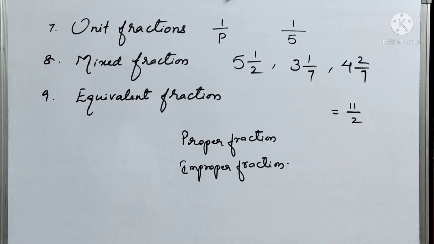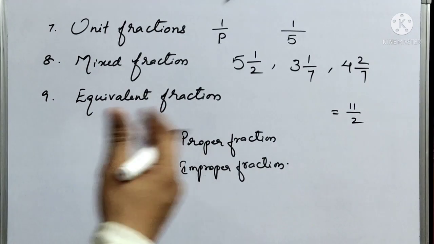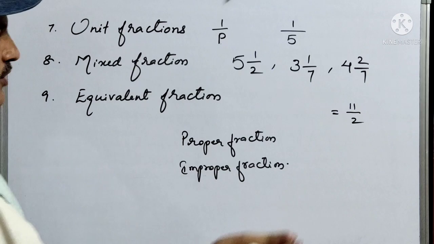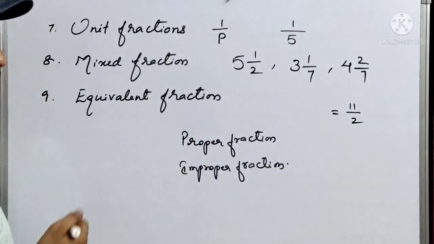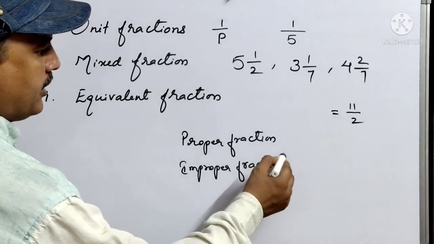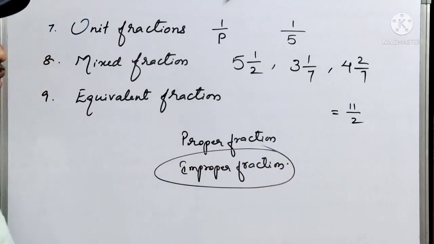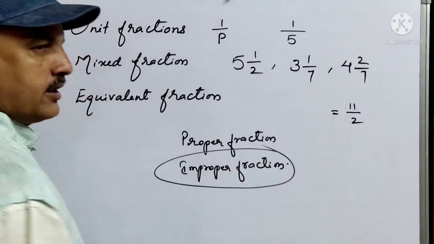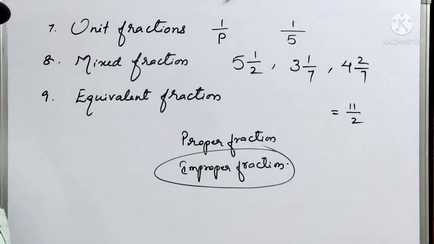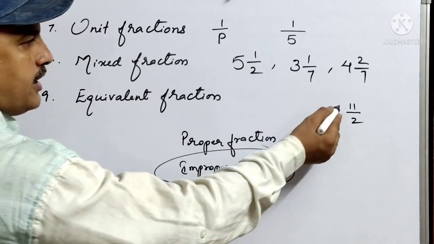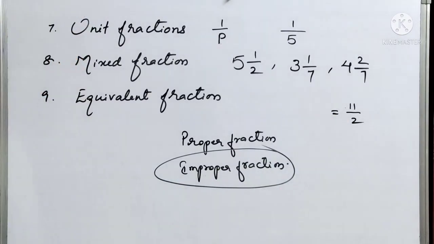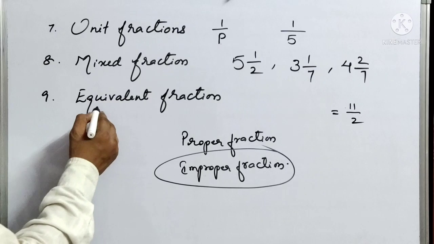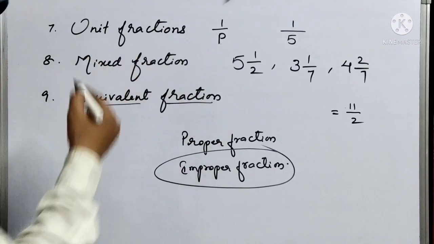So I gave you time. You thought, or you discussed, or you went back and rewound the video. So it comes under improper fraction. Why? Because here the numerator is greater than the denominator, and you know that numerator greater than the denominator means improper fraction.